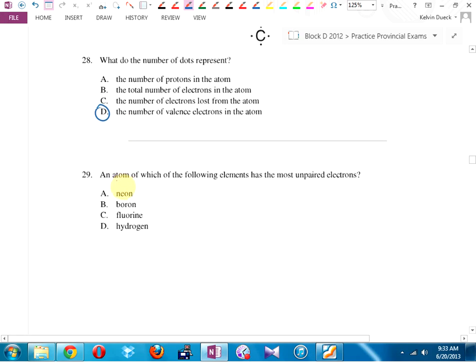An atom of which of the following has the most unpaired electrons? Now, you need to remember that when we start drawing our Bohr atom, there's our nucleus, you could have one, but those are paired, and as soon as you move out, how many are in the second shell? There's 1 unpaired, 2 unpaired, 3 unpaired, 4 unpaired, but as soon as you go to 5, now you only have 3 unpaired electrons because they start pairing up. As soon as you go to 6, now you only have 2 unpaired electrons. As soon as you go to 7, now you only have 1 unpaired.